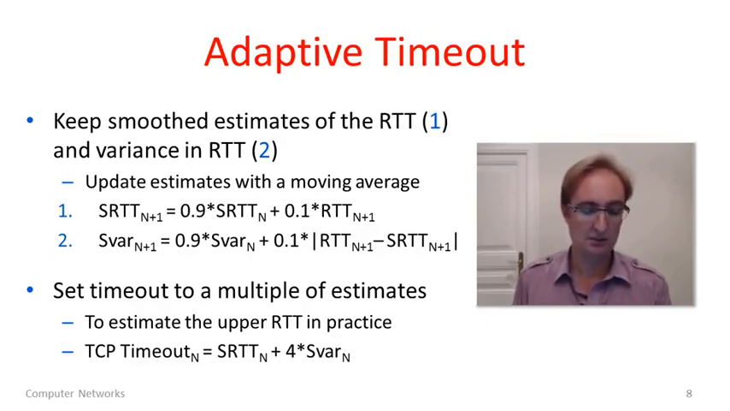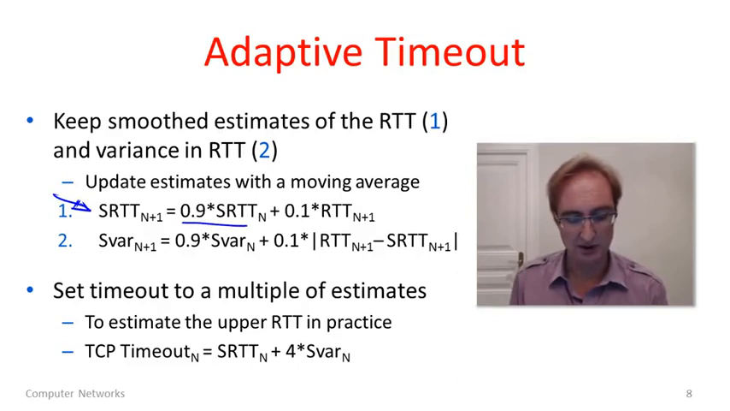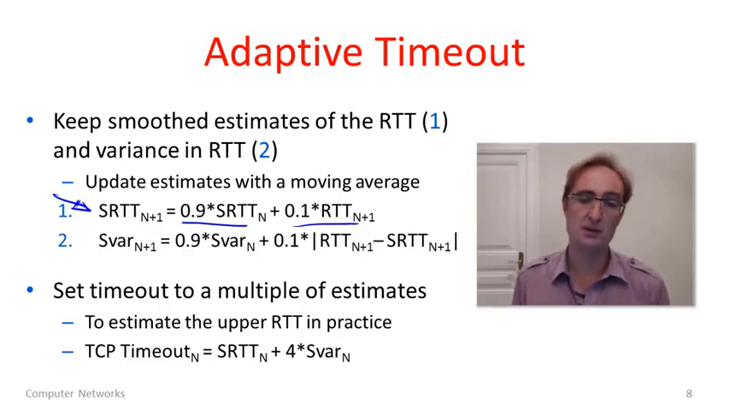So we update these estimates with a moving average. Let's look at this first one here, SRTT, the smooth round trip time. This equation says that the way we update the smooth round trip time estimator over time is we take 90% of its former value, that's the 0.9 times, and we feed in 10% of a new sample. That new sample is just the latest round trip time measurement we have. This is like a low pass filter, it's really averaging it and throwing away a lot of the ups and downs.